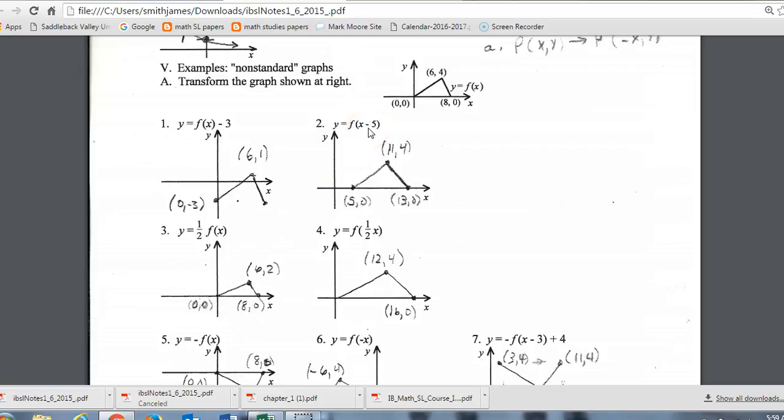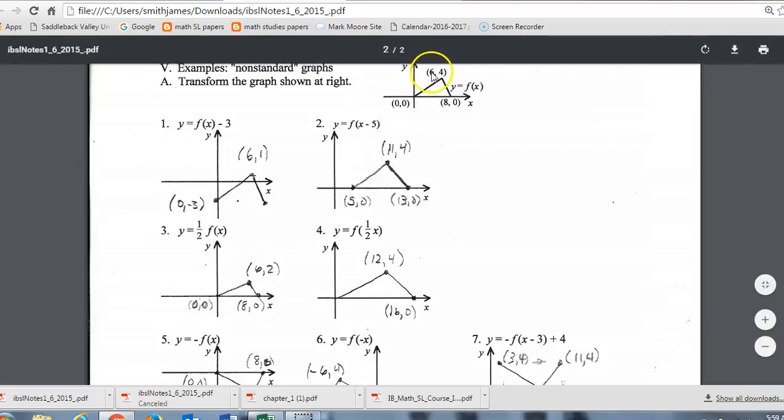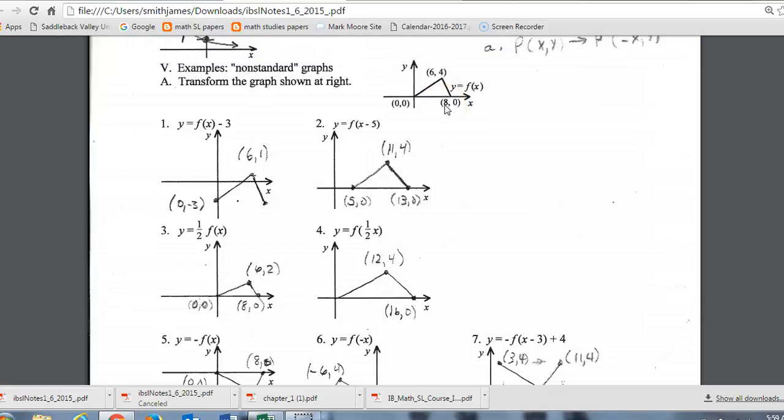This one is attached to x, and remember these do the opposite of what you would expect. So with a minus 5, I'm actually going to add 5 to all of my x coordinates. So that 0 would become plus 5, that becomes 11, that becomes 13. Notice the y coordinates did not change. I just added 5 to the x's to get the new image that you see here.